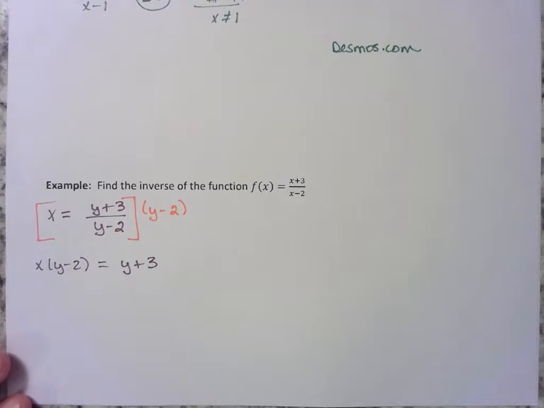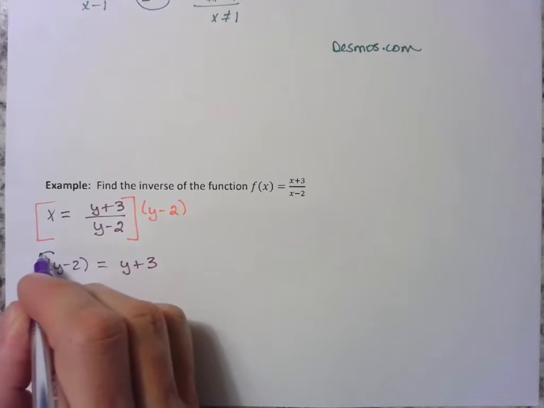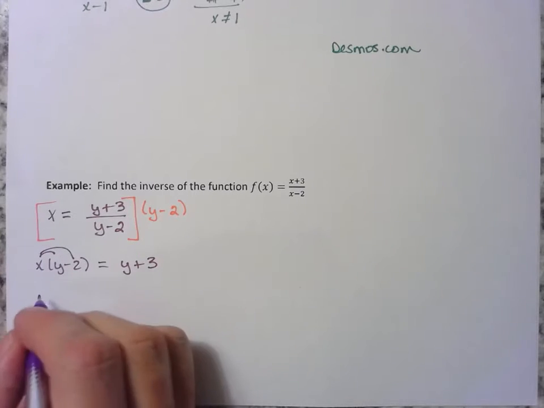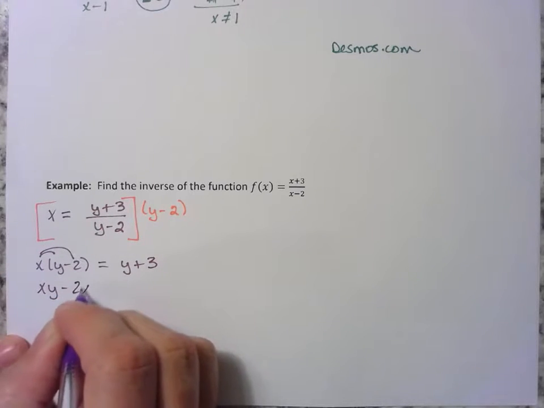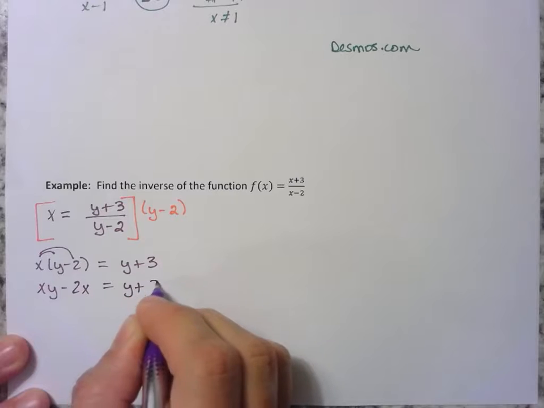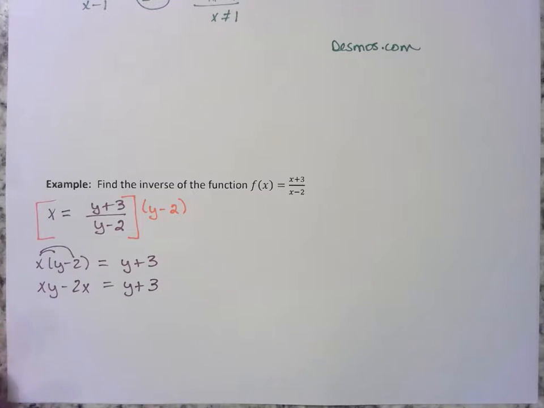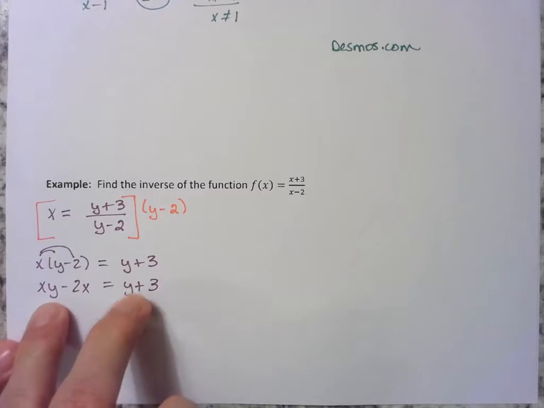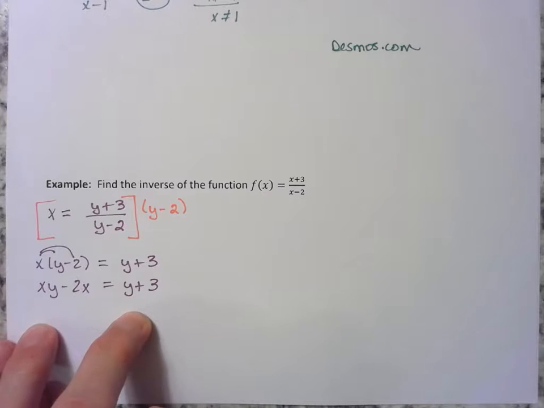I still have y's on both sides. So what I need to do is get this y out of the parentheses. So I have xy minus 2x equals y plus 3. Keep in mind what your goal is. Your goal is solving for y. If you have y's on both sides, you somehow need to get the y's on the same side.